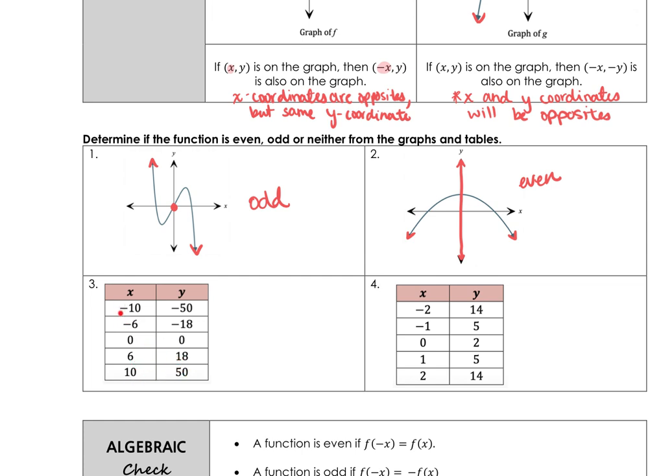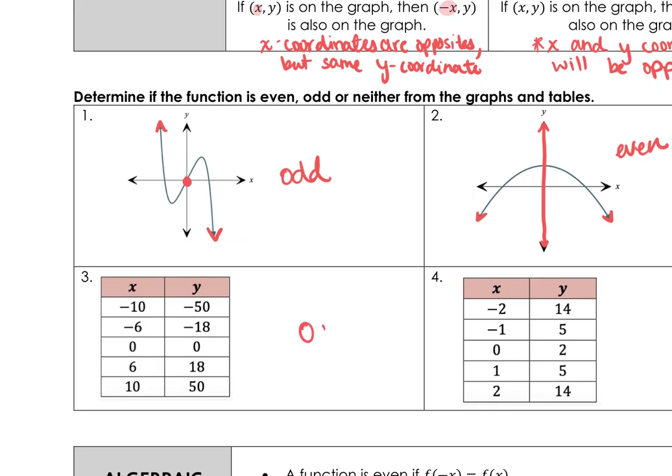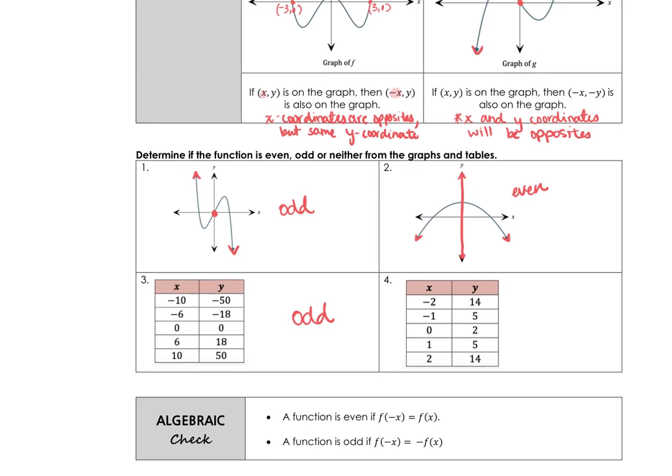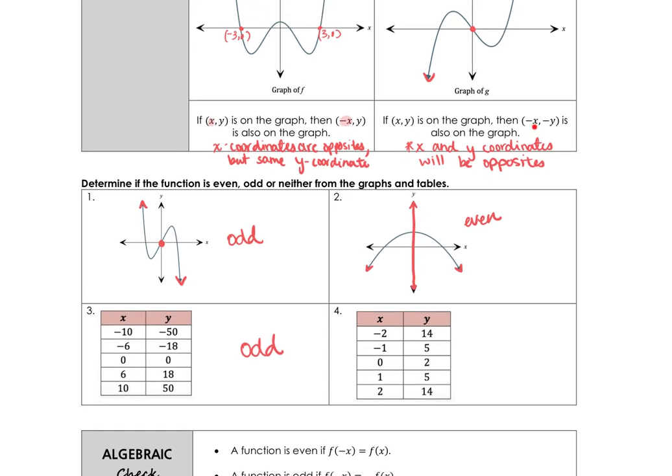So what do you notice about these points? The x and the y coordinates are opposites. So if I have a negative 10 and a negative 50, I also have a positive 10 and a positive 50. So if my coordinates are complete opposites, that tells me that this function would be odd. If the x and the y coordinates are opposites, it's odd.